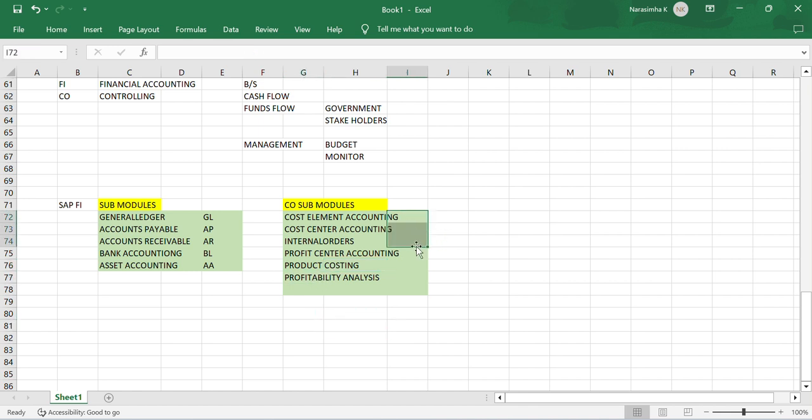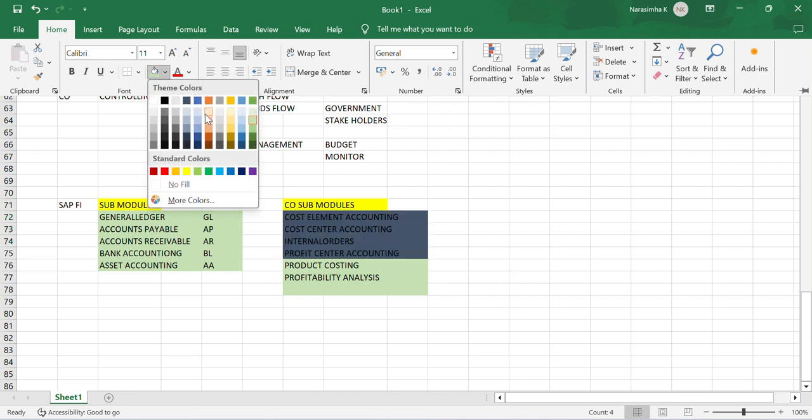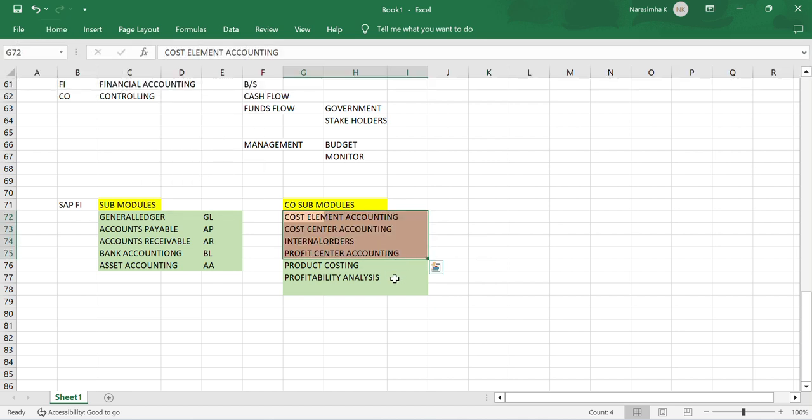Here we are going to discuss only the first four submodules of CO. If you learn product costing and profitability analysis, then you will be a CO consultant, not a FICO consultant. As a FICO consultant, we should know some of the CO things up to some level. So in this batch, we are going to cover these four modules in CO. In FI, all these modules will be covered. Coming to CO, the first four will be covered in this course.